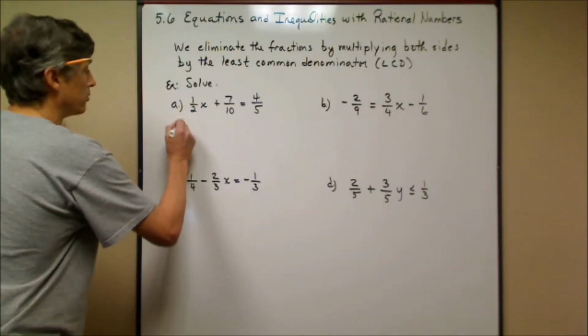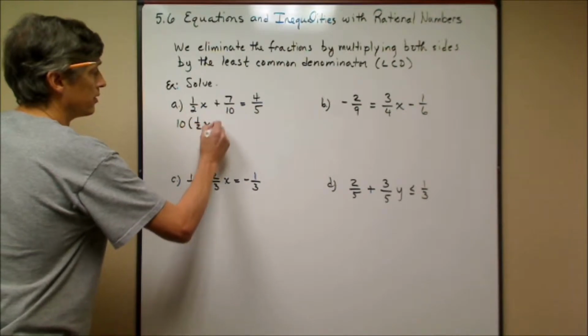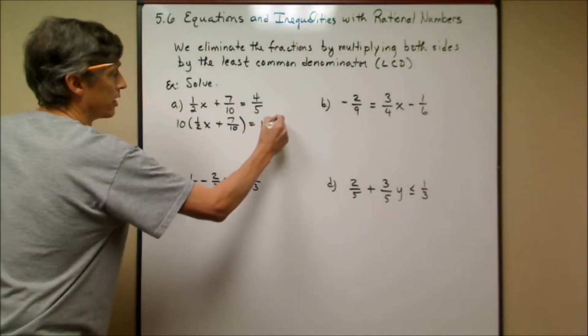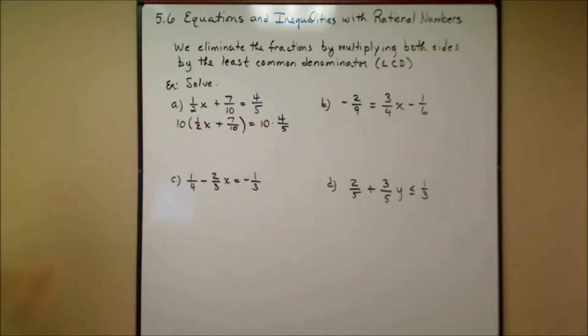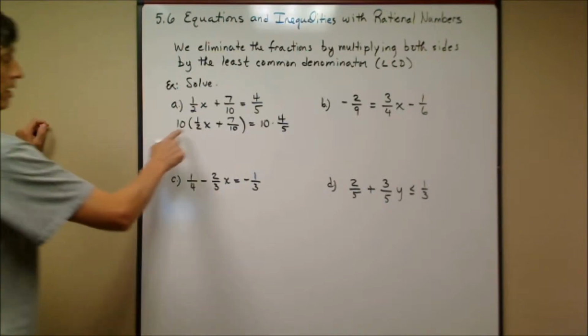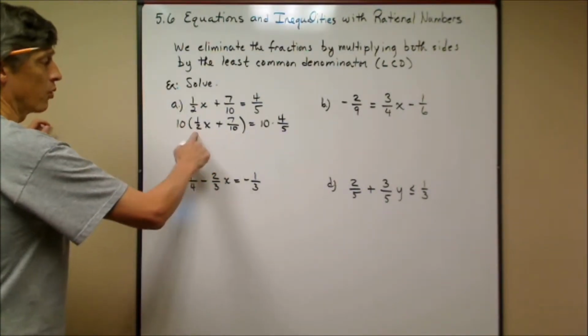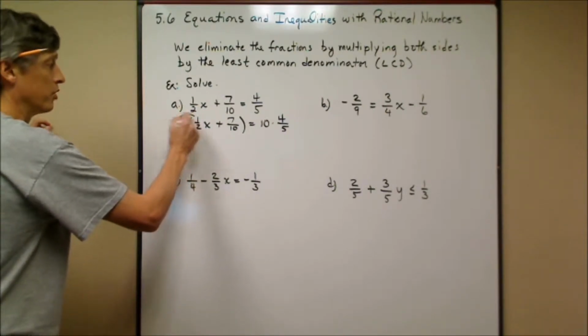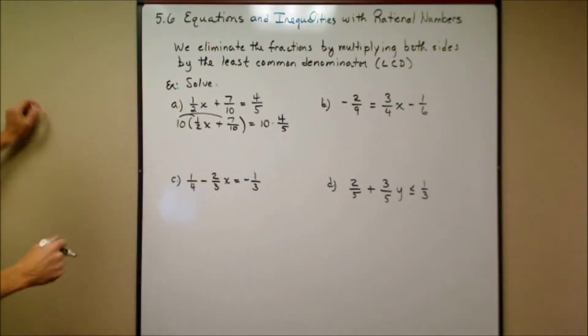So 10 times this side, and 10 times this side. Both sides, every term by 10. Now on the left side here, I have 10 times the quantity. That's why I put in parentheses. There was a plus. There were two terms, so I have to distribute. I'm going to use the distributive property here.